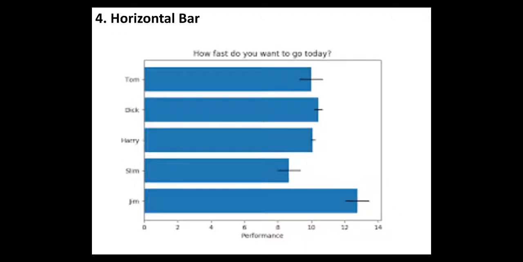Next, coming to horizontal bars. Right. It is also similar to the vertical bar chart, but it is typically used when the number of categories is large, that means greater than 10 groups. Usually we use horizontal bars instead of vertical bars.